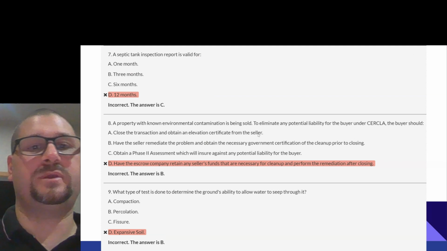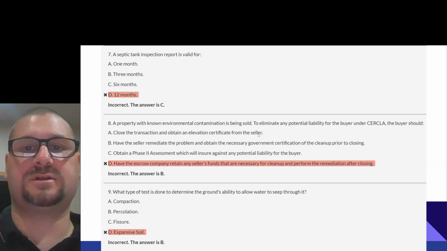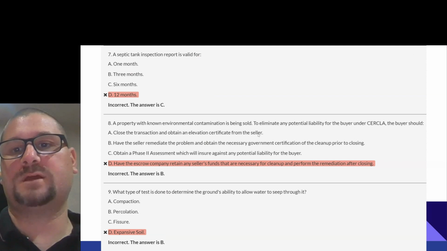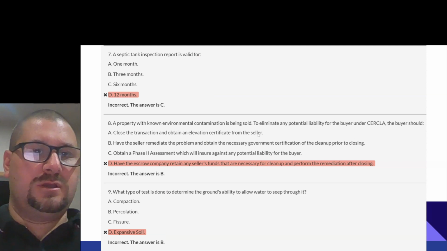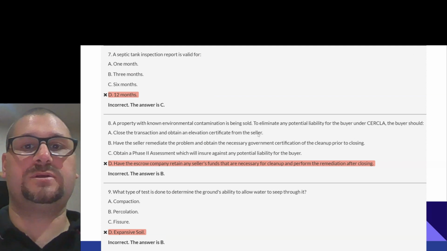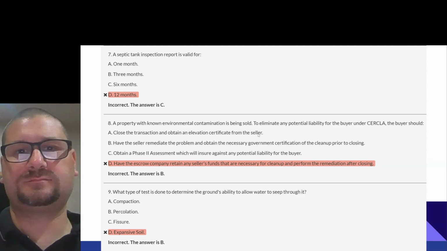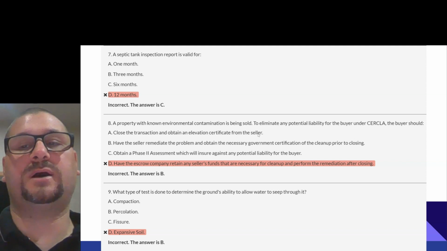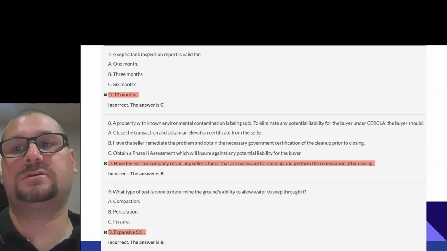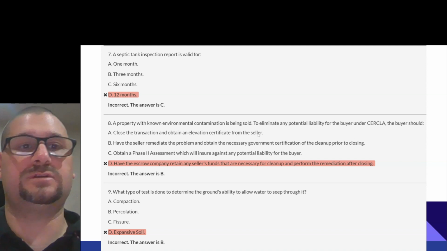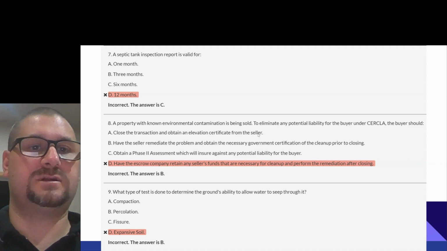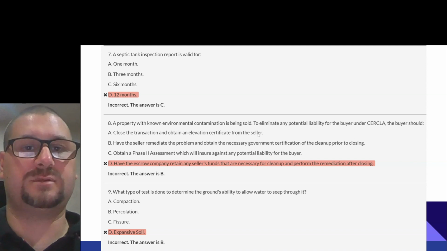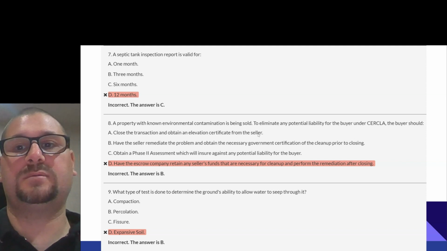So again, have the seller remediate the problem and obtain the necessary government certification of the cleanup prior to closing. So again, a property with no environmental contaminations being sold. To eliminate any potential liability for the buyer under CERCLA, the buyer should what? Have the seller remediate the problem and obtain the necessary government certification of the cleanup prior to closing.